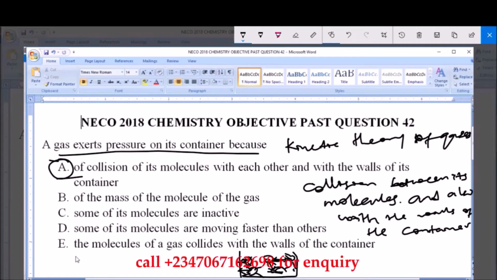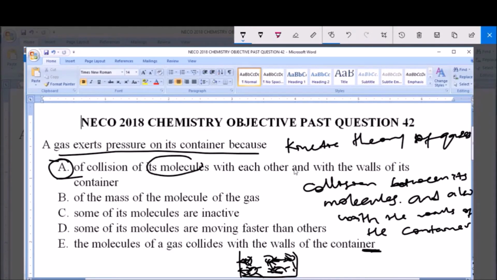Now looking at option E, it says the molecule of gas collides with the walls of the container. Yes, this is part of it, but this is not the full reason why the pressure of gas is exerted. It's as a result of a collision with its molecules and also collision with the walls of the container. So these two reasons, and that is why option A is the correct answer. And like we know, mass of gas is usually negligible. And they say some of its molecules are inactive. No, gas molecules are always active, they are mobile. So the answer to this question is option A, collision of its molecules with each other and with the walls of the container.